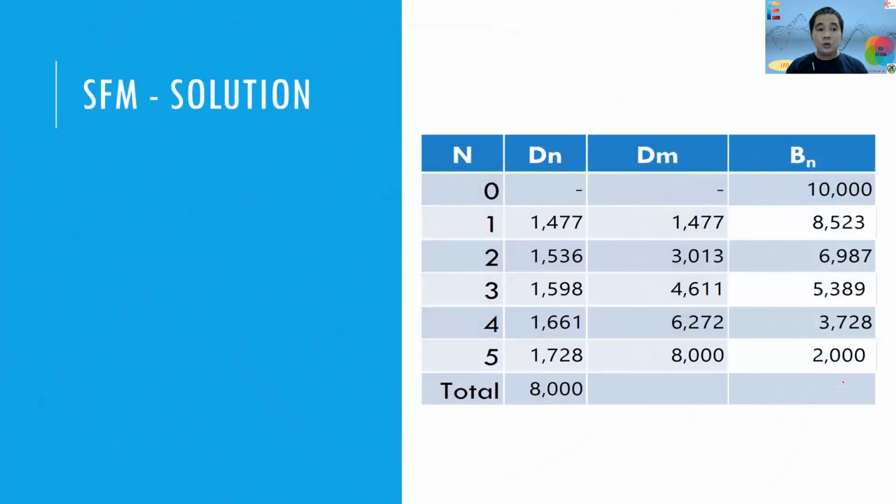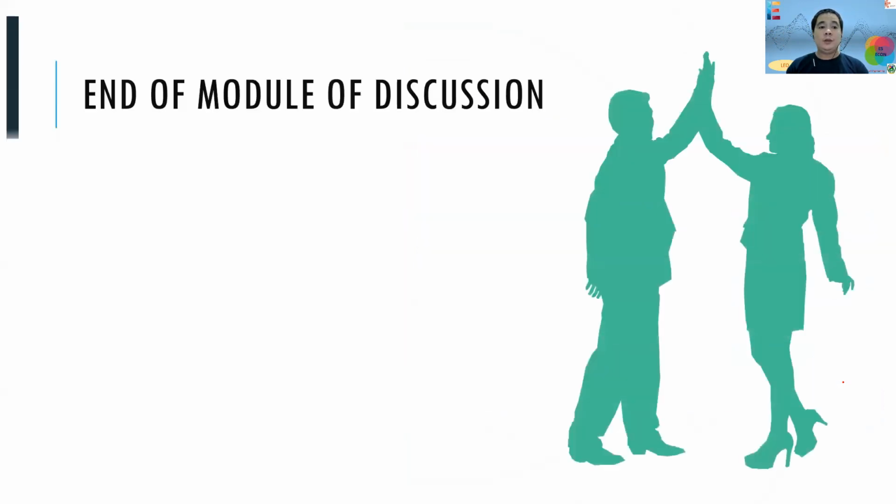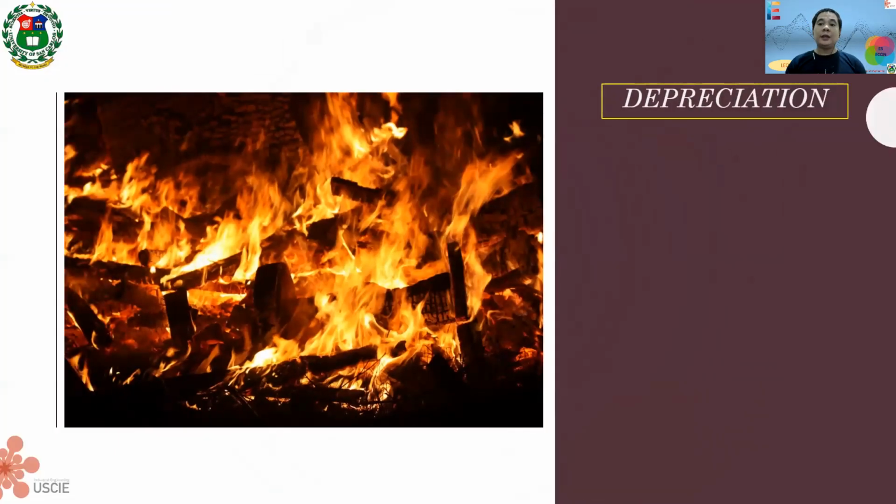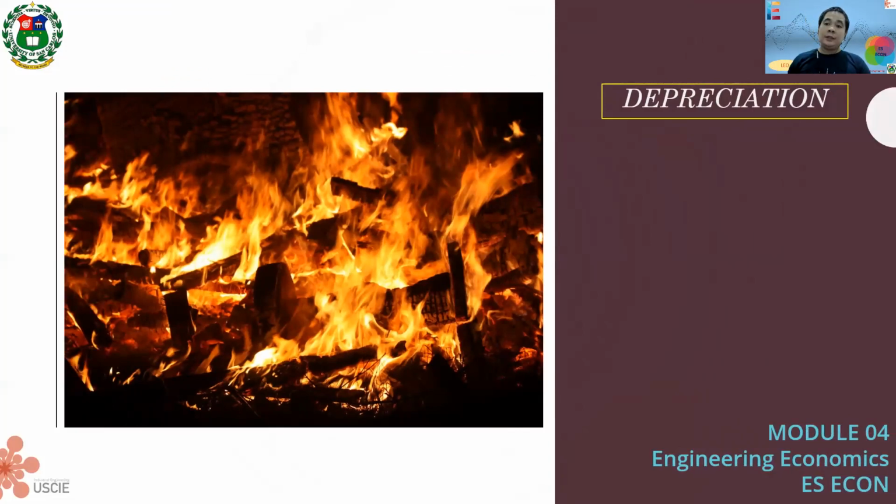Okay, so that is your solution for the sinking fund method using the given values. That is the last part of our module 4 discussion. Hopefully, everyone was able to understand the topic, and we will have a live question and answer portion for this discussion. During our live Q&A, we can have a better discussion for clarification on certain topics in the module. Thank you and bye.